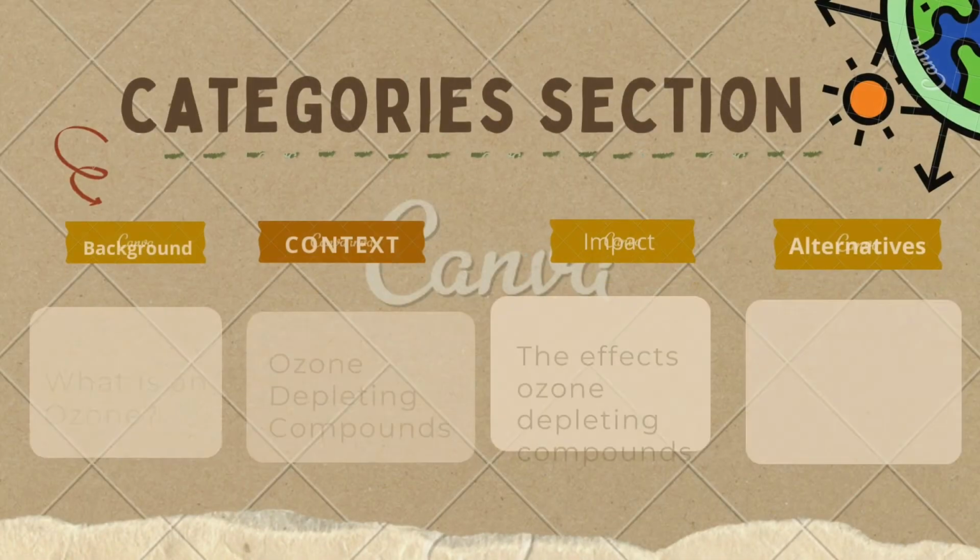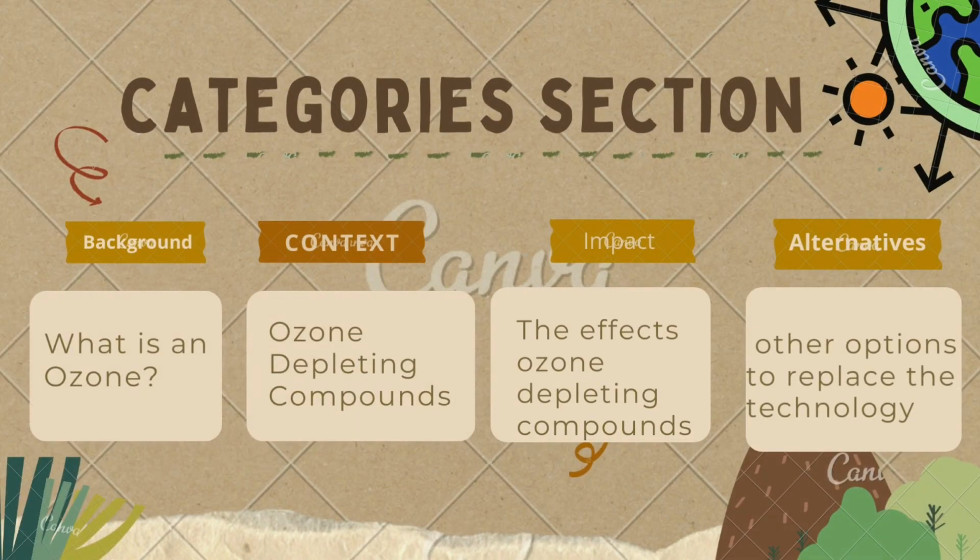Our category sections are: for the background, what is ozone? For the context, ozone-depleting compounds; impacts, the effects of ozone-depleting compounds; and for our alternatives, other options to replace the technology.